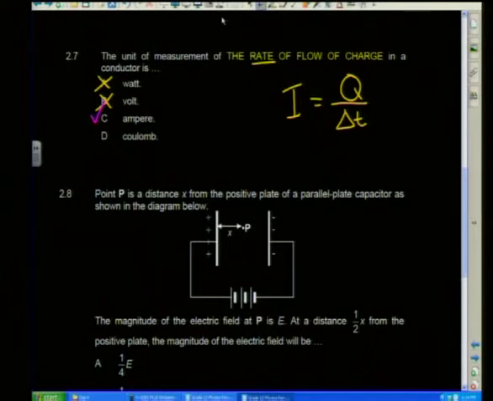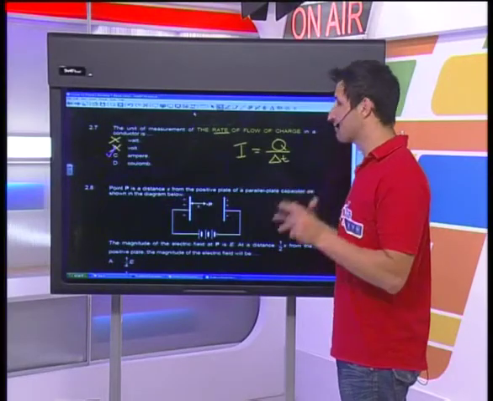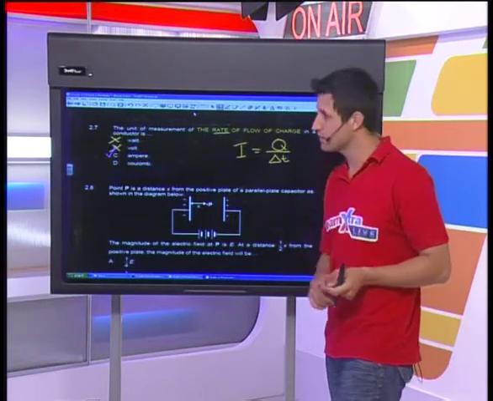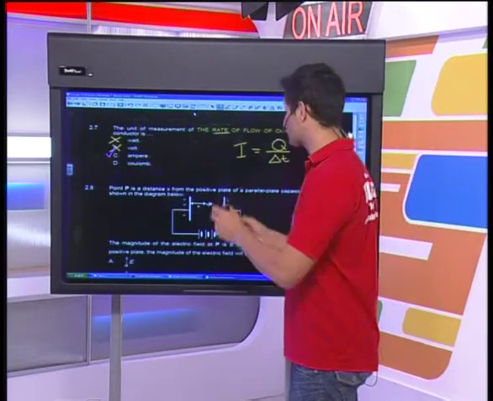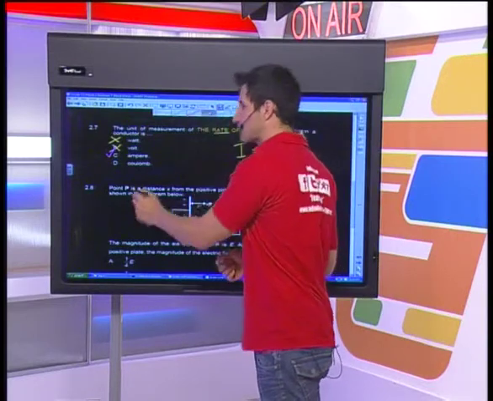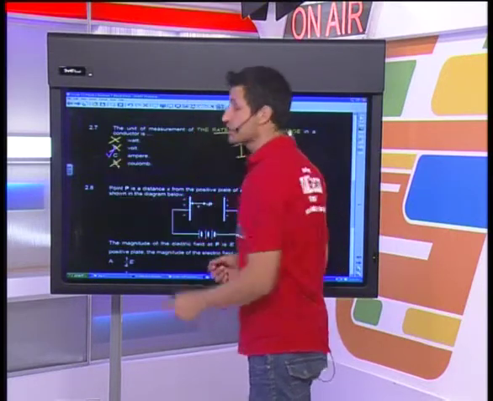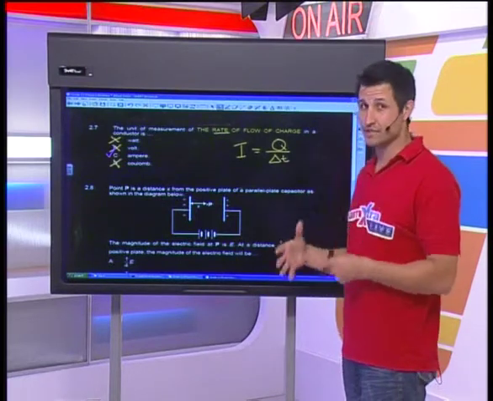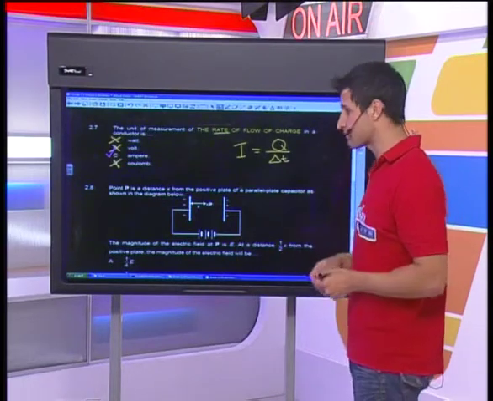Now let's just go to option D. Option D says coulomb, and coulomb is a measure of the amount of charge, not the rate of flow of charge. See what they've done there. They've purposefully put in something just to trip you guys up. It sounds kind of right. Coulomb is something to do with charge, and if you didn't learn properly, you would have taken that one. So option C is the correct one for question 2.7.